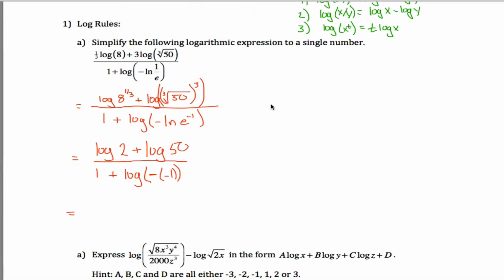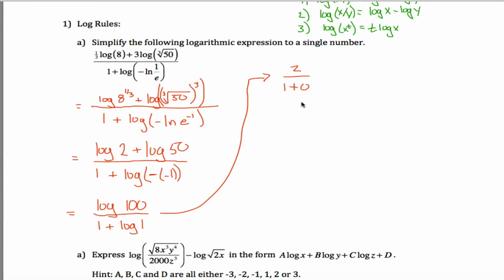So up in the numerator, I can now apply my first log rule and rewrite that as the log of whatever 2 times 50 is, happens to be 100. And the denominator, I got 1 plus the log of 1. Log of 100 is just 2. Log of 1 is 0. So my answer is just 2 over 1, or 2.